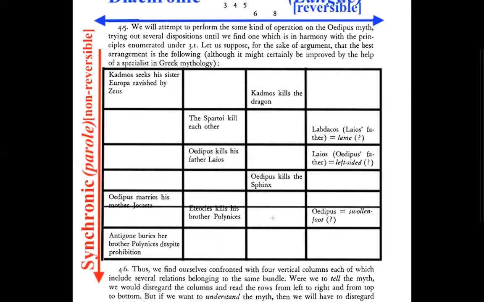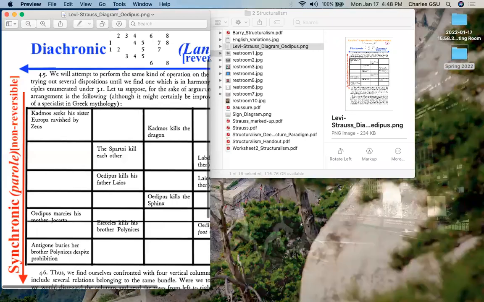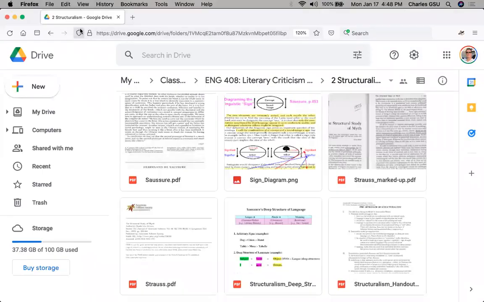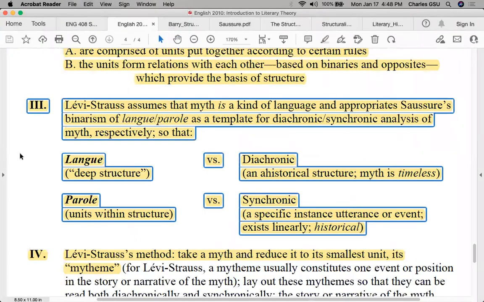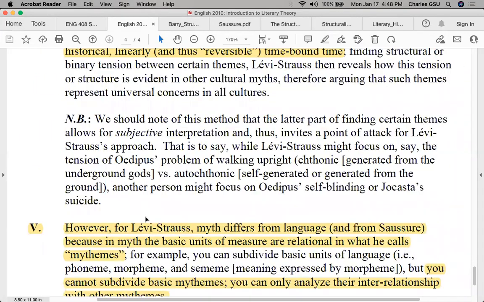And so what Lévi-Strauss is trying to say here is that because we can apply the structuralist idea of langue and parole, of a deep structure, langue, and the individual utterance, parole, to the study of myth, in this case Oedipus in particular, that therefore it makes sense of the Oedipus story, or stories, plural. And therefore Claude Lévi-Strauss says that myth constitutes language, like we can read it and understand it like language, right? Right here, you take a myth and reduce it to its smallest unit. It's the mytheme, he calls it, right? That's his process. Yeah, that's his method.